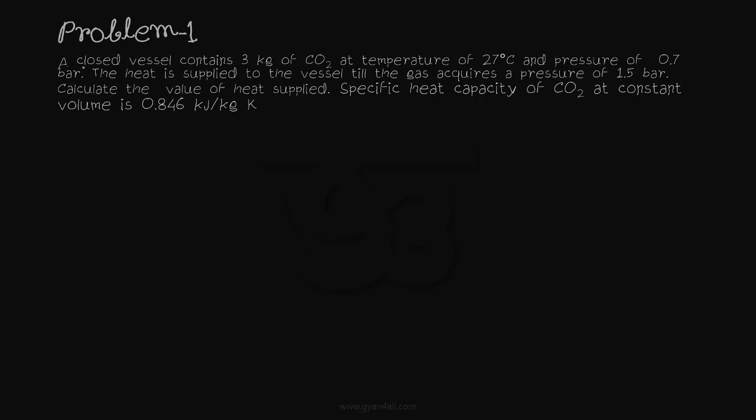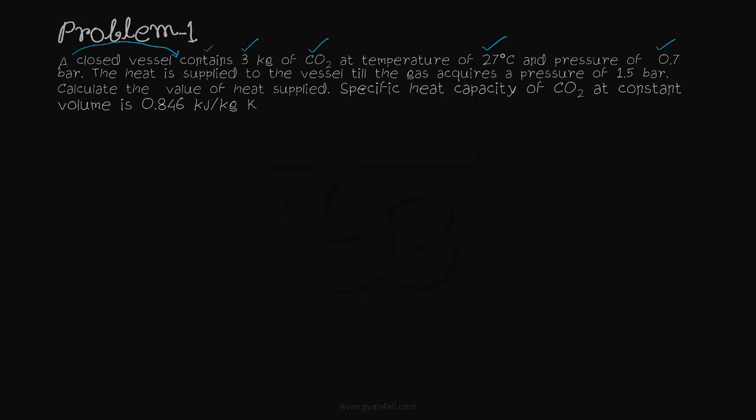A closed vessel means, since it is a closed vessel, the volume cannot change. So this will be a constant volume process. And the vessel contains 3 kg of carbon dioxide gas at a temperature of 27 degrees and pressure 0.7 bar. The heat supplied to the vessel, we have to find out.